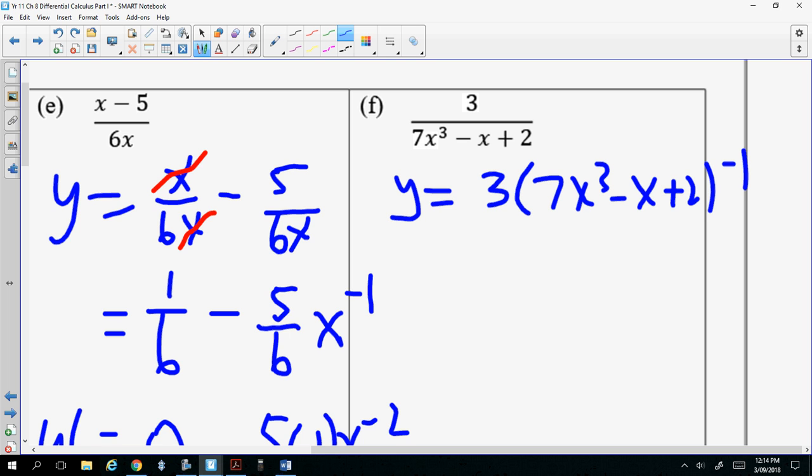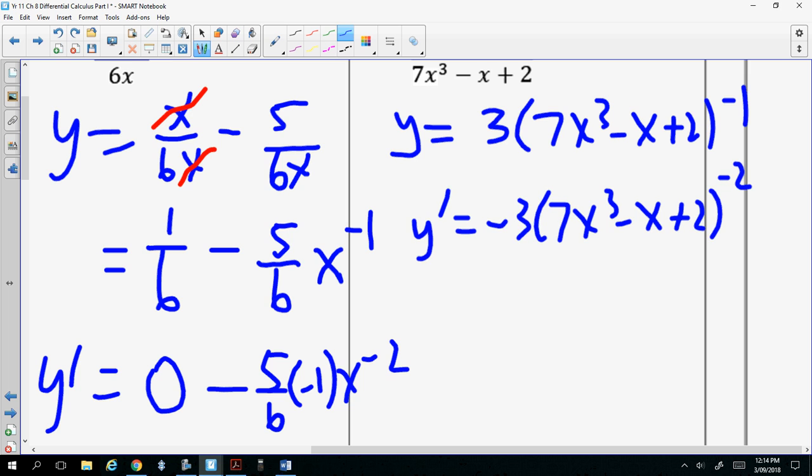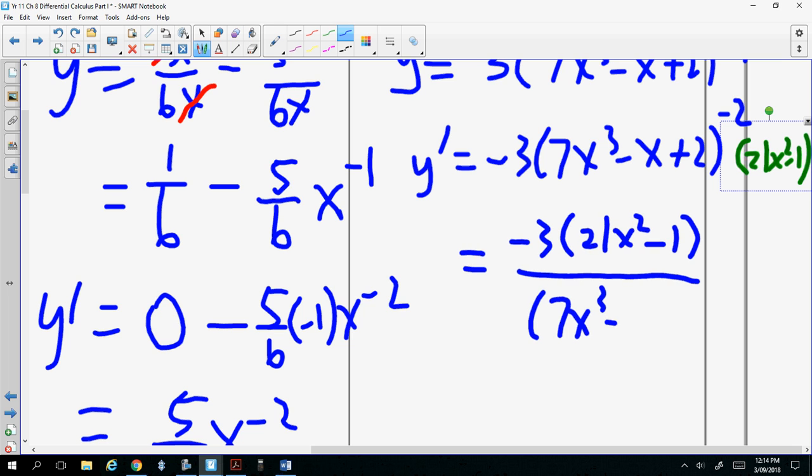Negative 3, 7x cubed minus x plus 2 to the power of negative 2 multiplied by. Oh, yep. Very nice. Good. And then make sure you get rid of the negative. So you write negative 3 bracket 21x squared minus 1 over the denominator, because that's a negative power. Put it back in the bottom. All right, good.